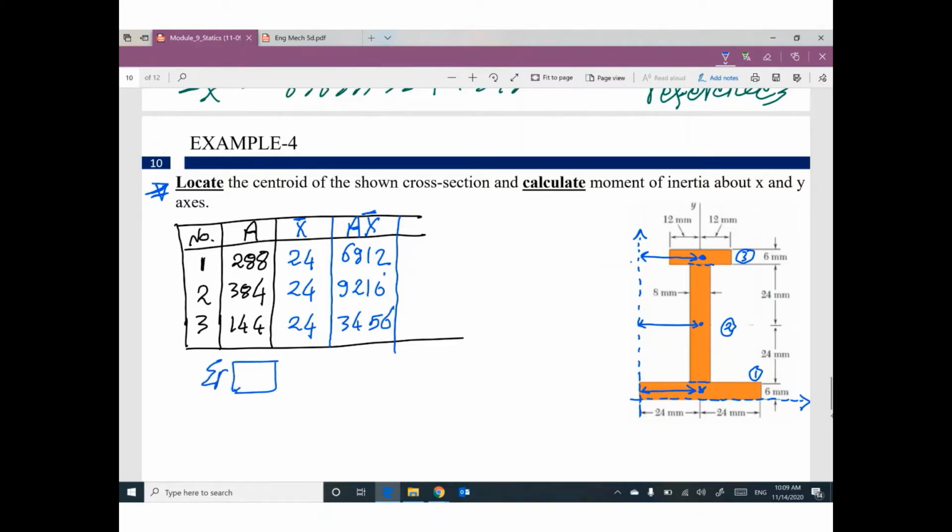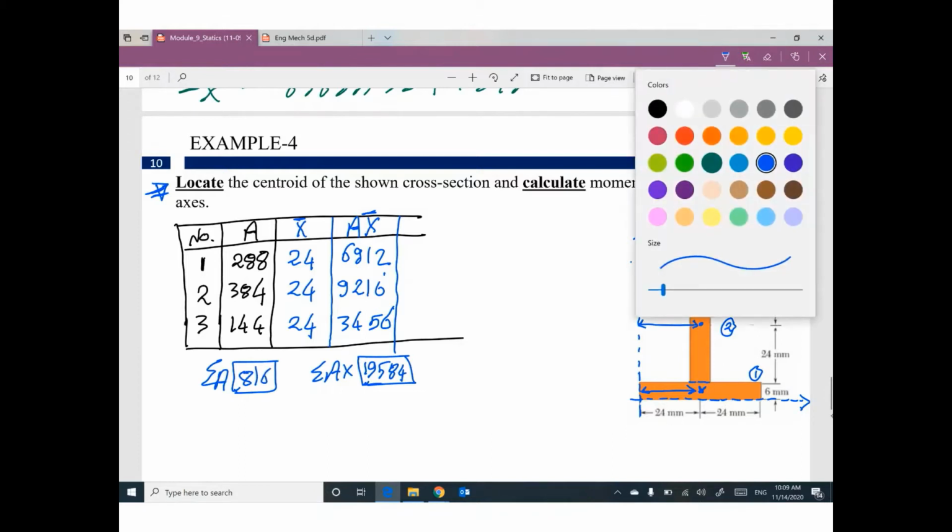Can you get the summation for this column? You can get summation area. Summation area times x will be the summation of this column. So the summation of the last column will be 19,584. Summation of these areas, 816.